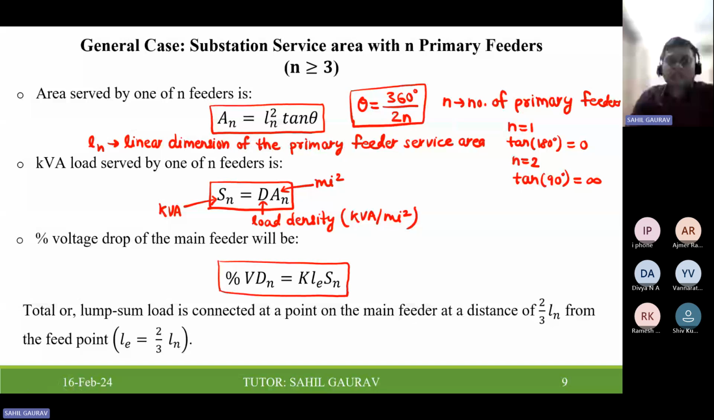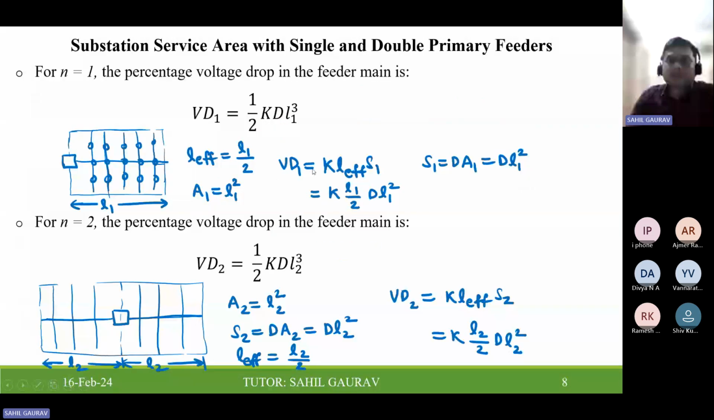And also if you put n equal to 2, then theta will come as 90 degree, and tan 90 degree is infinity. So again the area served by one of the feeders will come as infinity. So that's why this general case, whatever we are seeing here, all the expressions are applicable for n equal to or greater than 3. That's why we have seen separately the single and double primary feeders. And now we will see the case when the substation service area has number of primary feeders greater than or equal to 3.